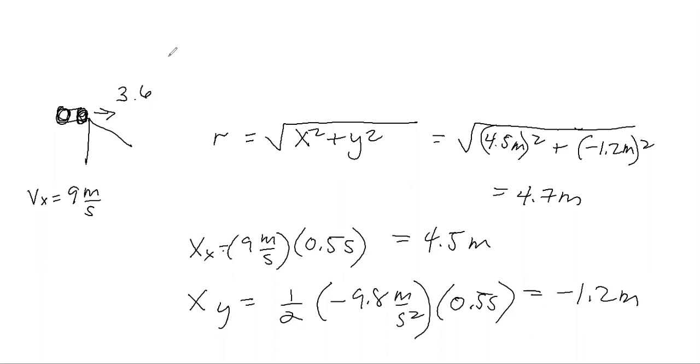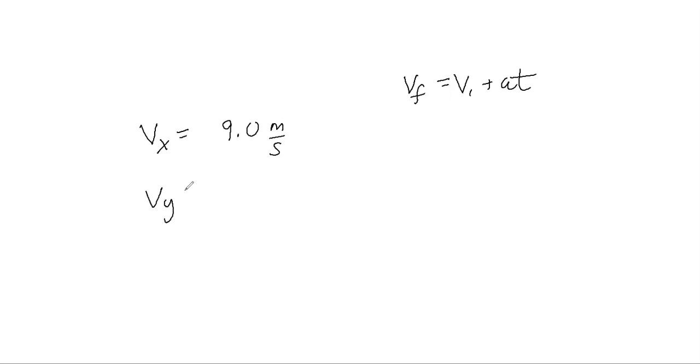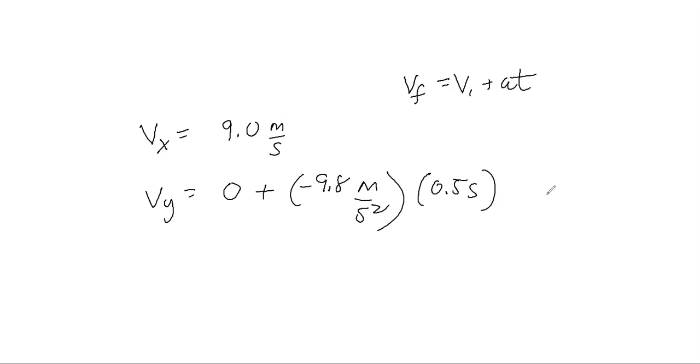So let me clear all this. Recall that our velocity equation is v final equals v initial plus acceleration times time. So my v sub x is going to equal 9.0 meters per second. I have no acceleration in that x direction. And my v sub y is going to equal 0 plus a negative 9.8 meters per second squared times, was that 0.5 seconds? Yeah, 0.5 seconds, and that's going to be equal to a negative 4.9 meters per second. All right, those are my components.